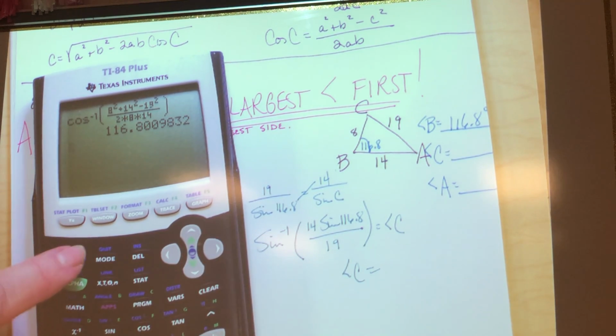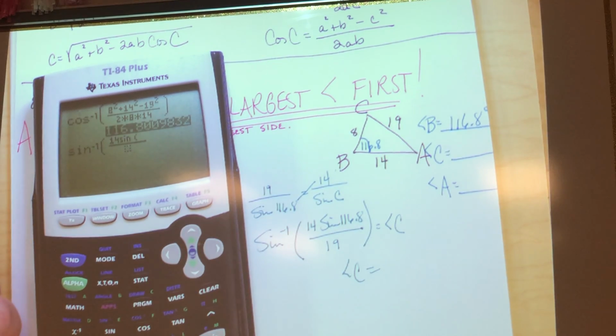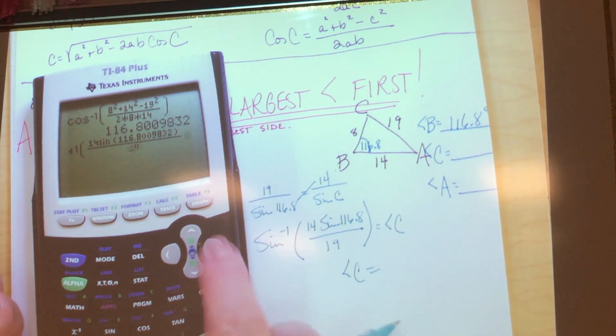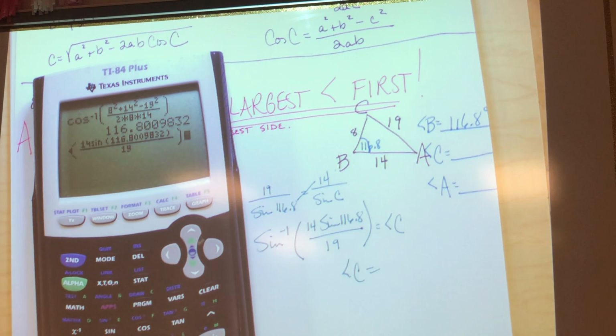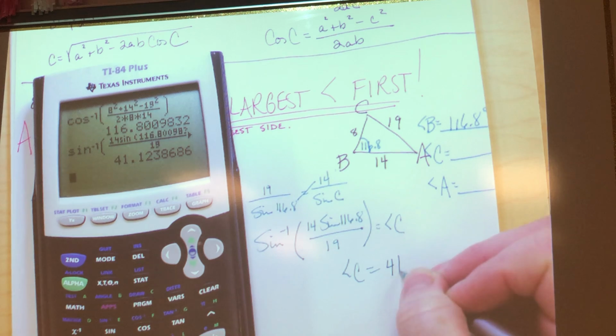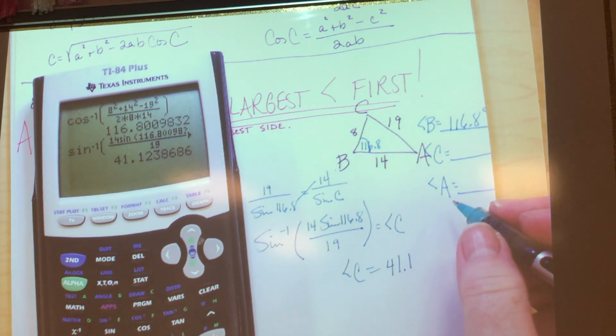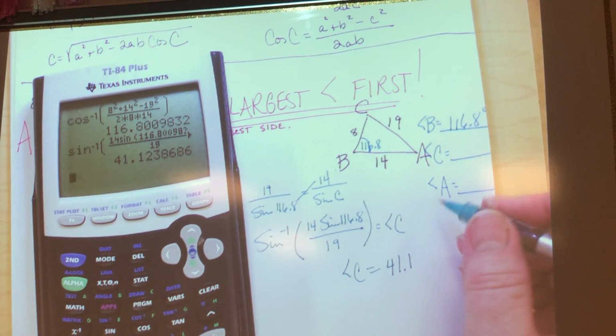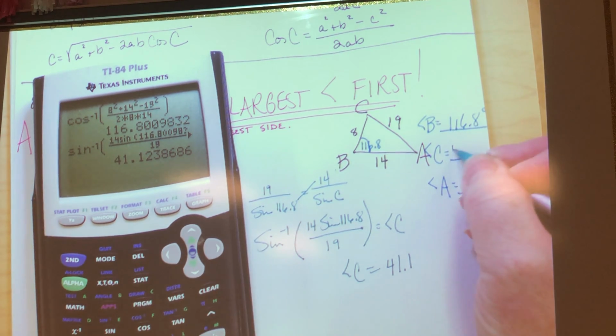So I'm gonna go second and sine. Give me a fraction. 14 times the sine of, and I'm gonna go back up here and grab this number. I'm gonna make sure I close my parentheses and go down and push 19. So, do I get 41.1? It's okay if I did it the other way, right? Like, use cosine? Yeah, you got the same thing, didn't you? So, this is 41.1 degrees.